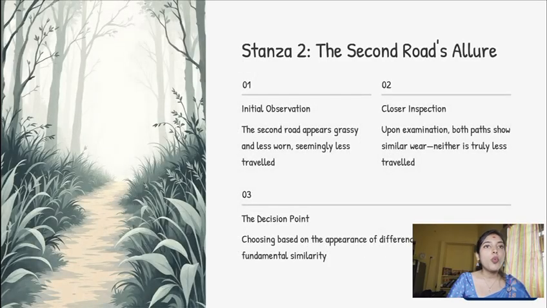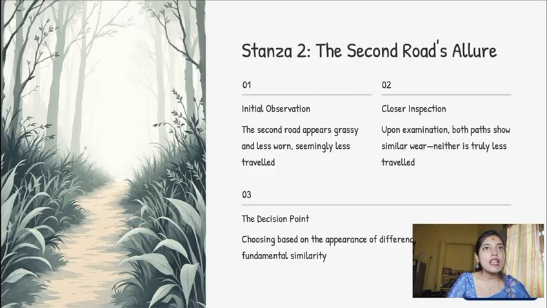Now we will go with the second stanza. Then took the other, as just as fair, and having perhaps the better claim, because it was grassy and wanted wear; though as for that the passing there had worn them really about the same. So this is the second stanza. In the second stanza, the poet decides to take the other road. In the first stanza, he was confused about which road to choose.